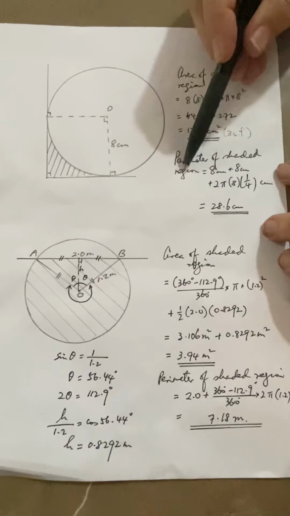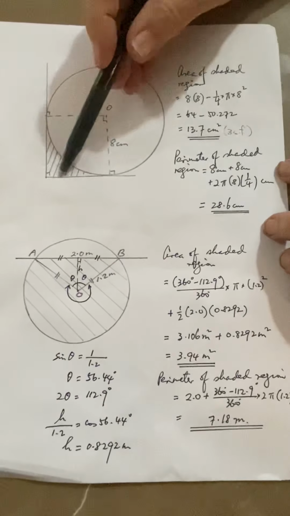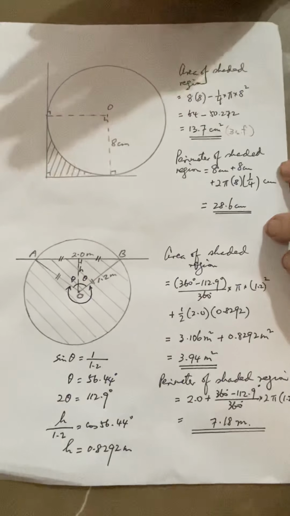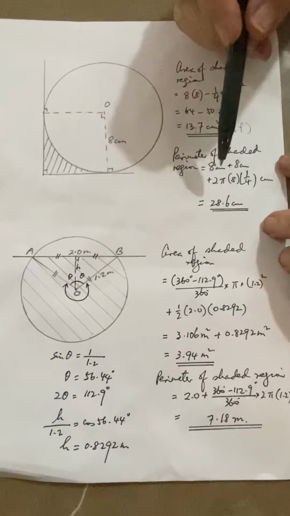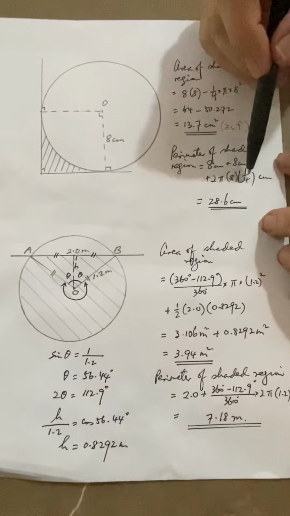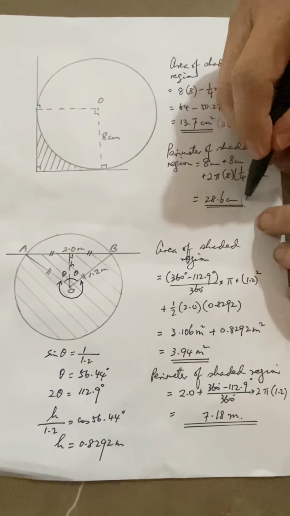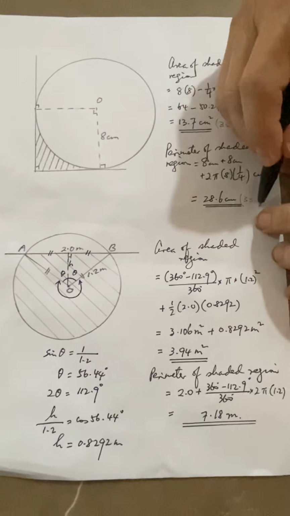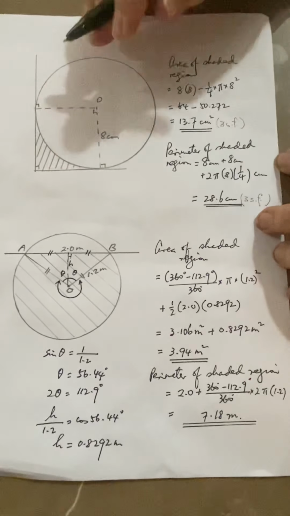Perimeter of shaded region, be careful, is this one plus these 2 lengths. For perimeter, you cannot minus, so you got 2 times 8 plus 2 pi 8, nearly forgot my 1/4 there. So the answer is 28.6 cm. Always good to put 3SF so that you check yourself.